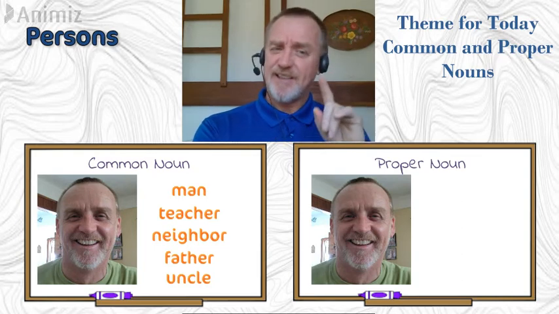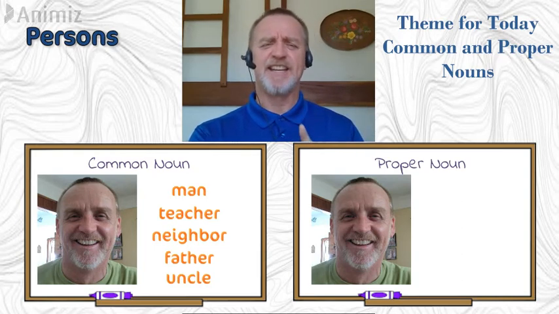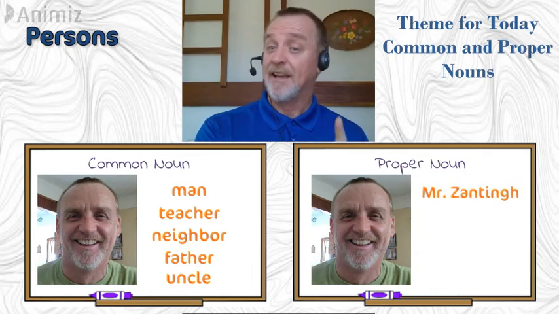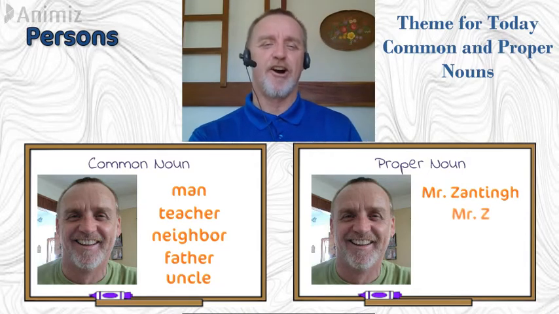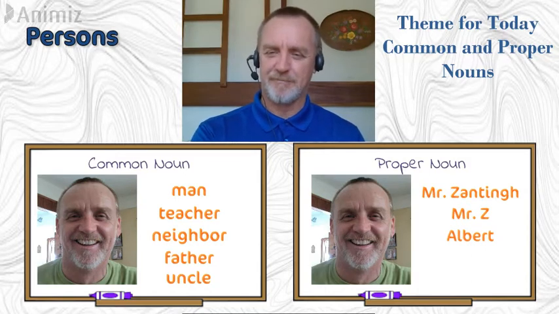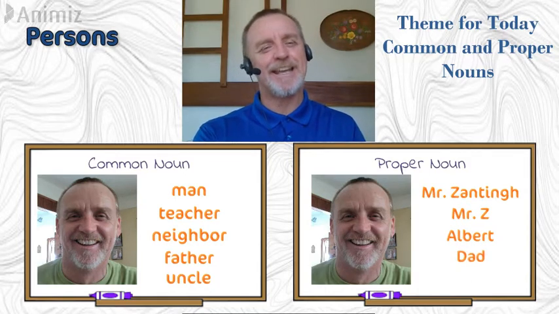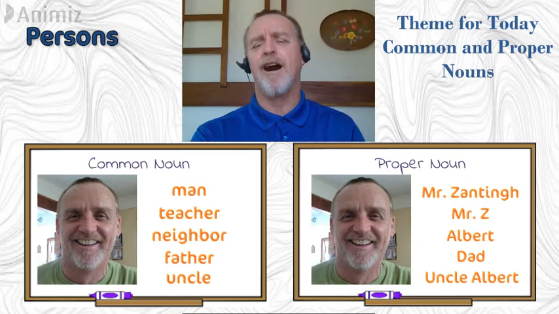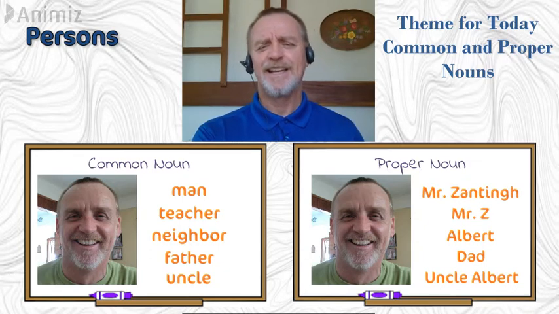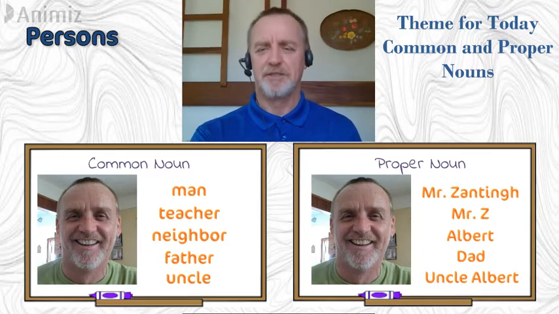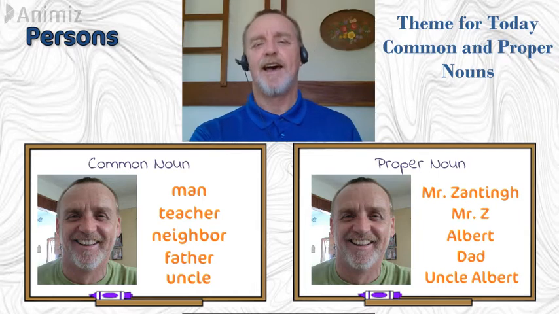Now, this man has a specific name. His name is Mr. Zanting. In school, the students call him Mr. Z. His neighbors call him Albert. His son and daughter call him Dad. And his hundreds of nephews and nieces call him Uncle Albert. Each of these words is considered a proper noun. Mr. Zanting, Mr. Z, Albert, Dad, and Uncle Albert.